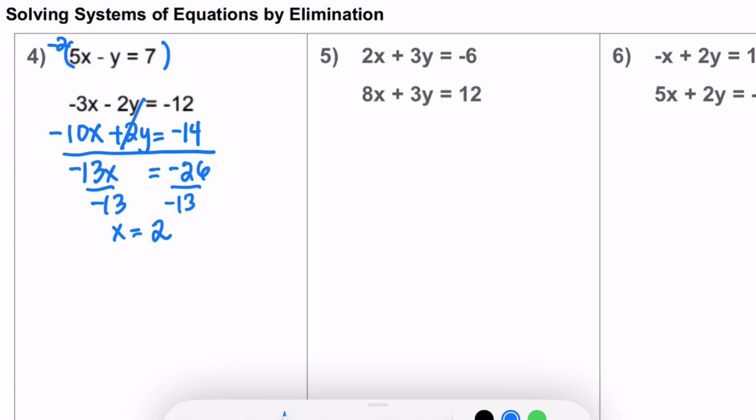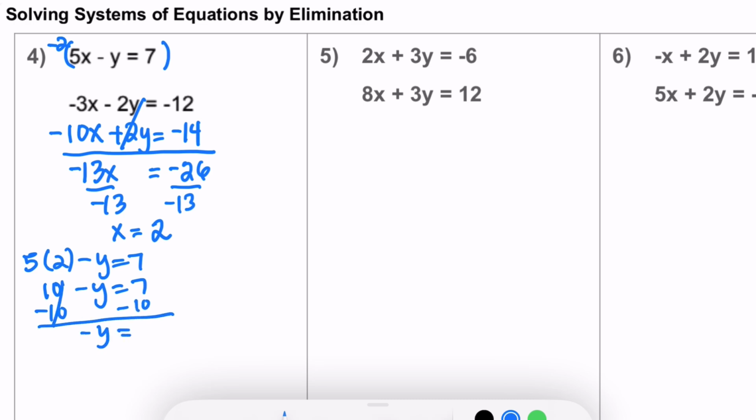Then I'm going to plug it back in. Like I said, it doesn't matter which one you plug it back into. You should get the same answer if your math was right. My negative 1, y equals 3. That's the negative 1 there. So your ordered pair is 2, 3.